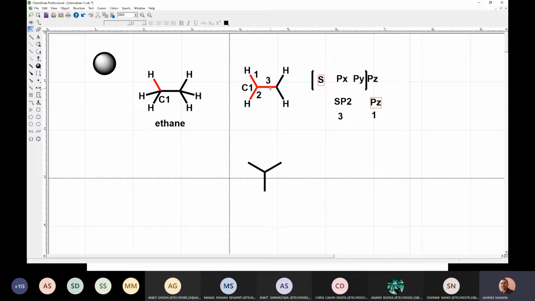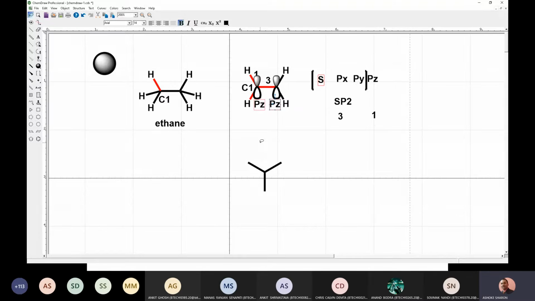So what is the interesting part here? All 3 sigma bonds are in one plane, and then your pz orbital will be perpendicular to it. So what I'm saying is, this is actually the pz orbital. This is a pz orbital, and that will be perpendicular to the trigonal planar system that formed because of 1, 2, 3.